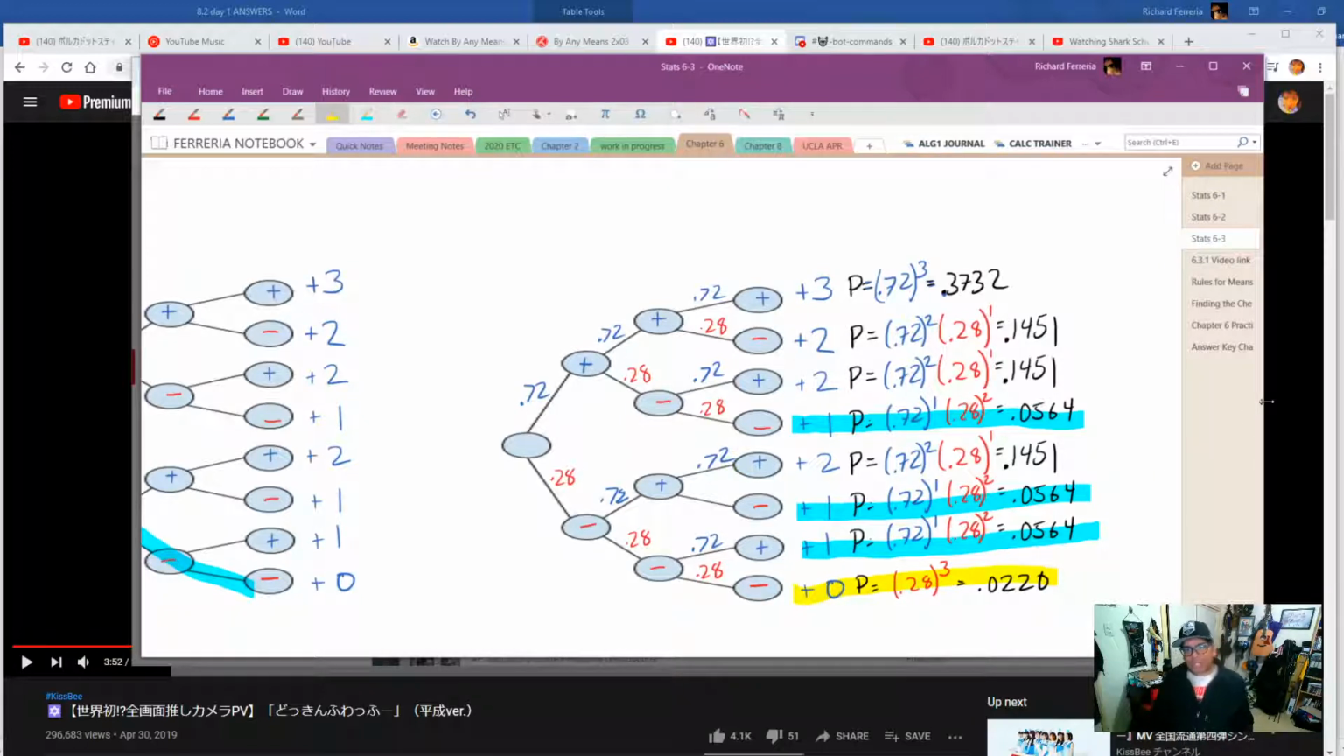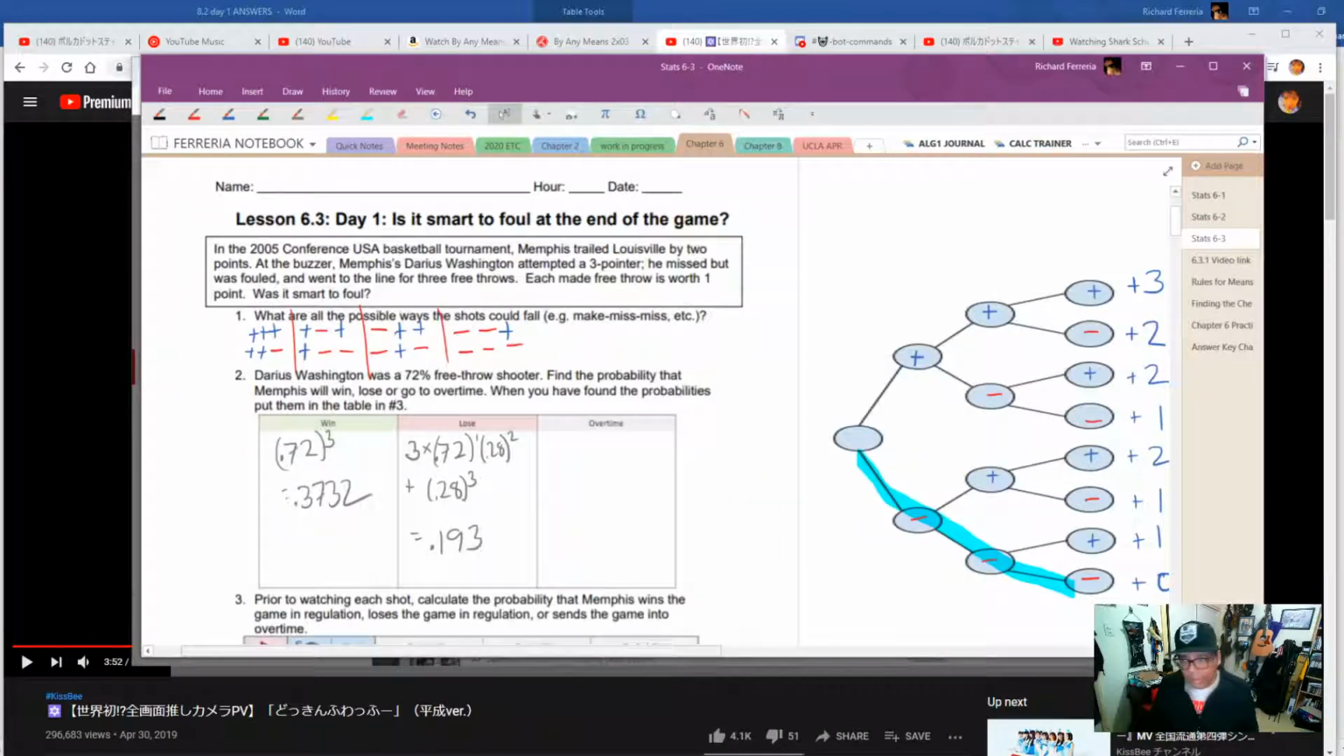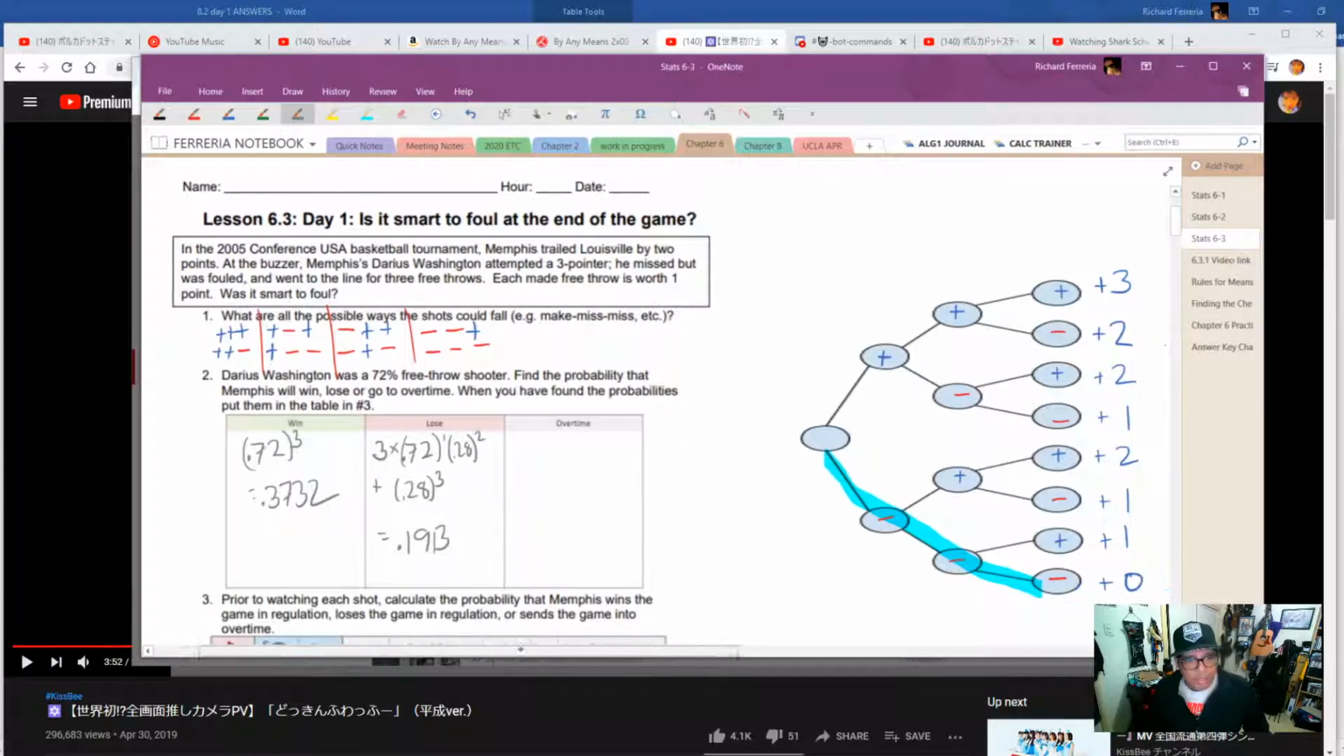So you will notice that 3 of those losing opportunities are 0.72 to the first power multiplied by 0.28 squared, and one of them is 0.28 to the third power. Back to my master chart, and that means that we have 3 times 0.72 multiplied by 0.28 squared plus 0.28 cubed, which is 0.1913. And now let's talk about overtime.